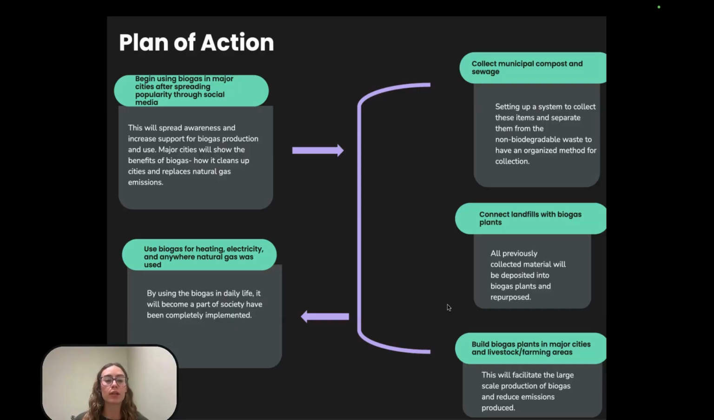As a result of these three things on the right, biogas will be used in daily life, and it will have been completely implemented into society.